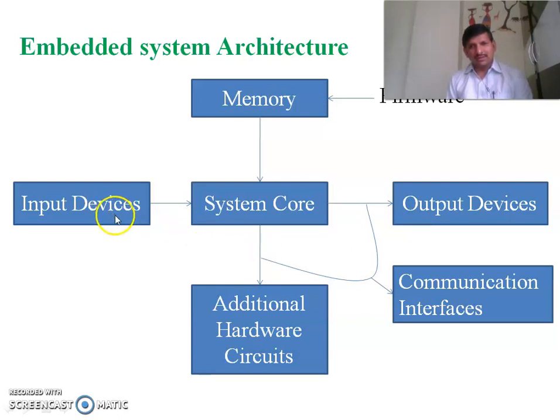Input devices gather the information and give it to the processor. Based on the condition, the processor generates the control signals which will control the output devices. Along with these three, it contains additional hardware circuits to perform additional operations.